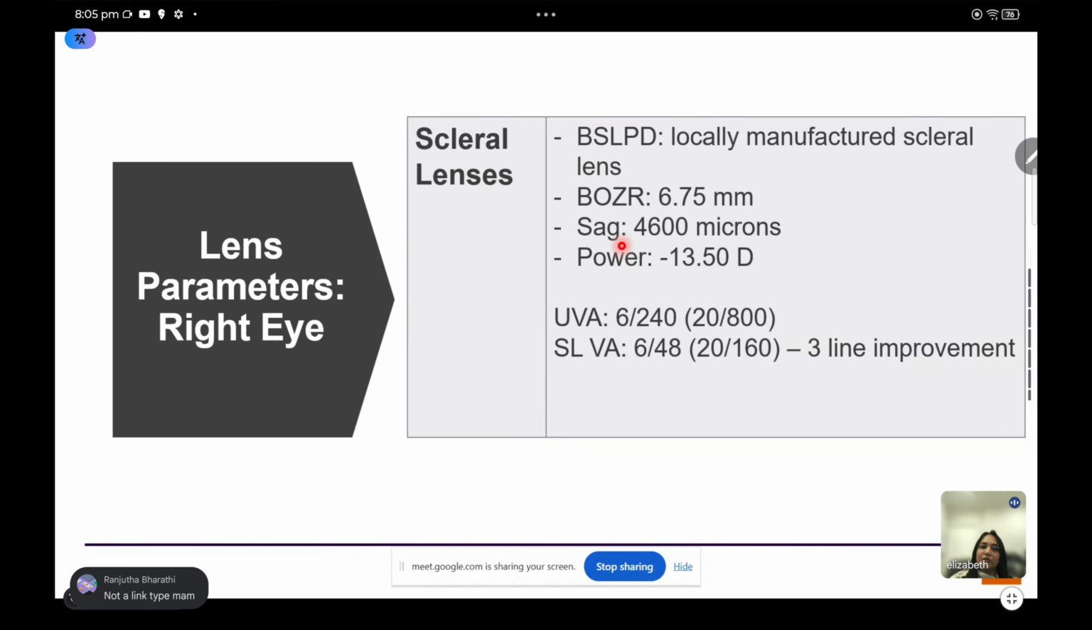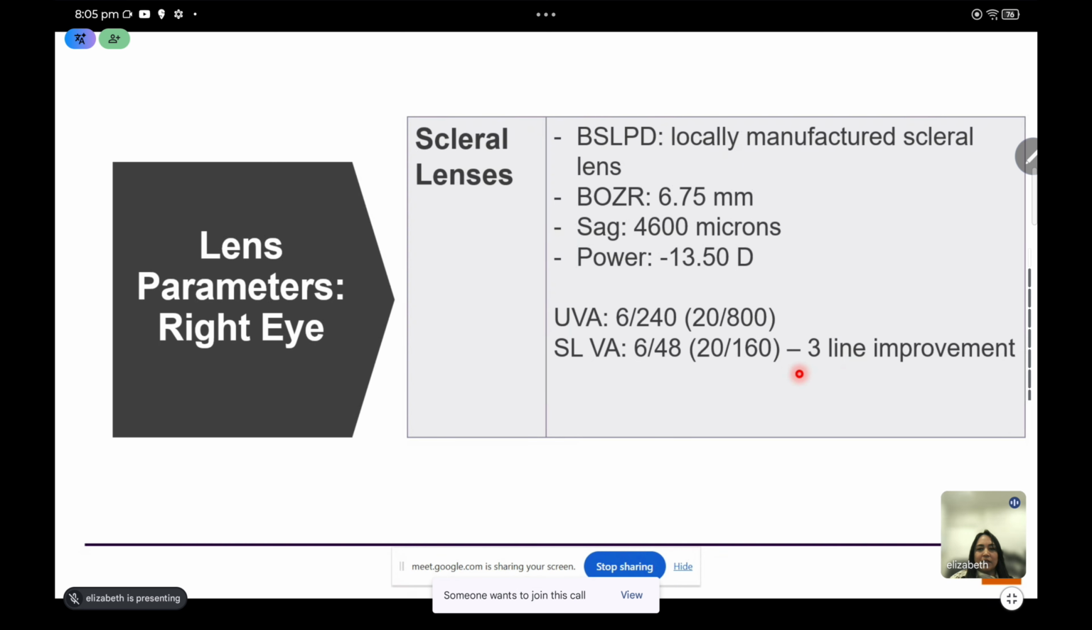So after fitting all of the lenses, these were the parameters for the final scleral lens. This was the only lens that cleared that cone. I want you to note here the SAG was 4,600 microns and the power was minus 13.50 diopters. All right, very big prescription, and it only gave him a 3-line improvement.